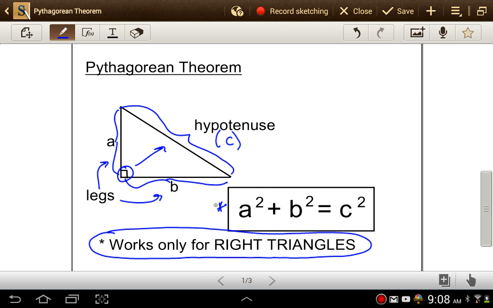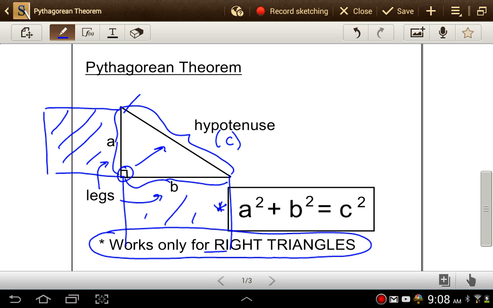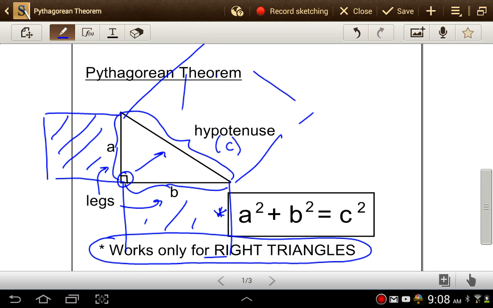And what that's telling you is that if I take side A and turn it into a square and find that area, and then I take side B and turn it into a square and find that area, and side C and turn that into a square and find that area, if I add up area A with area B, that equals area C. So that's what that formula is telling you.